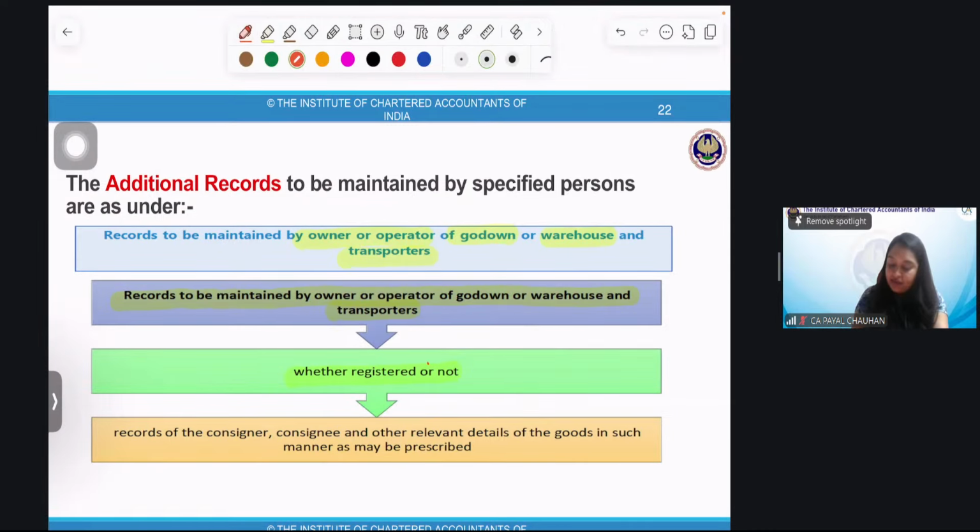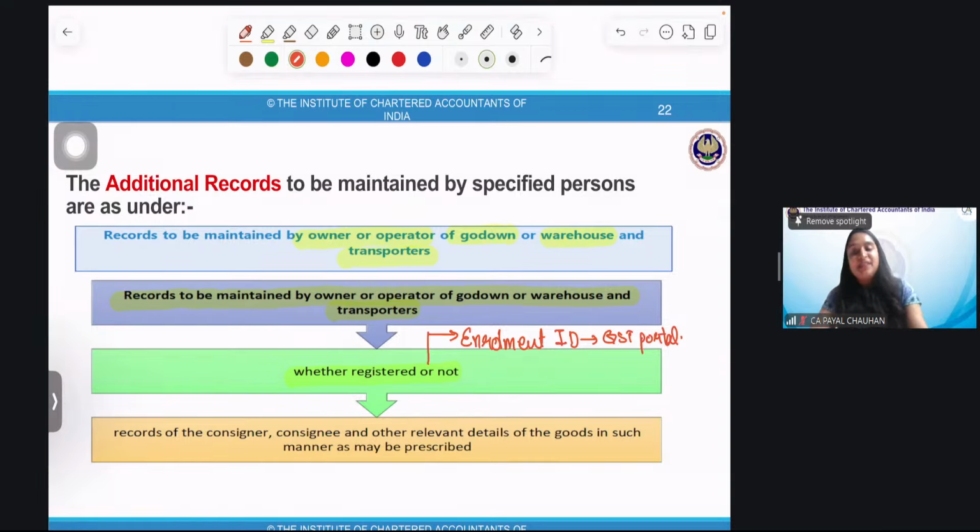I am not registered. Then I need to get an enrollment ID from the GST portal. Everyone get it? Yes, Mustafa. EID. I need to get the enrollment ID from the GST portal, right?